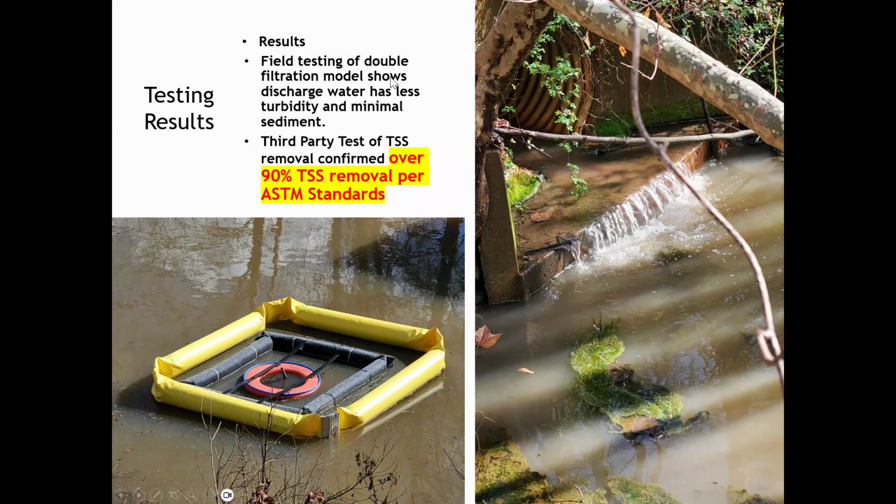We had our field testing done. We monitored it and looked at turbidity. You can definitely see a difference in turbidity on the outside of the filter versus at the skimmer. This picture shows the actual outfall. You've got to say that's pretty clean water coming out of a pond, right? Probably wouldn't drink it, but definitely a lot cleaner than what was in it. We've now had third-party testing done to an ASTM standard, and our testing confirmed 90% TSS removal using this combination skimmer filter system.